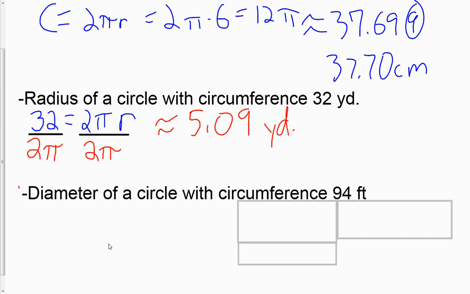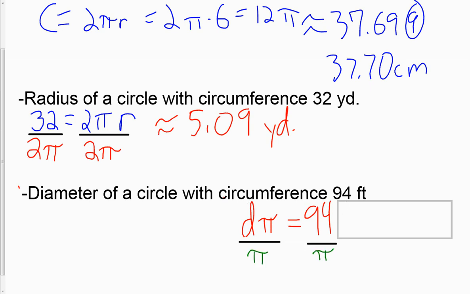Next, the diameter of a circle whose circumference is 94. Now we're not going to use 2 pi r for circumference when we're solving for diameter, because we could also use pi times diameter. So that's what we're going to use here. Diameter times pi is circumference, which is 94, and I'm going to divide by pi on both sides. In this case, you wouldn't need to worry, because it will divide by pi, and you get 29.92 feet for your diameter.